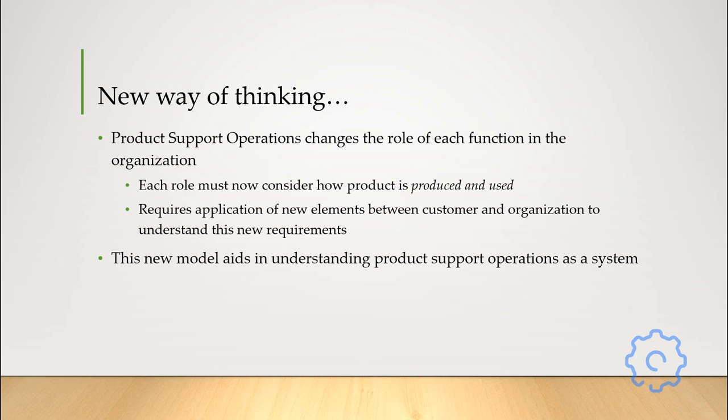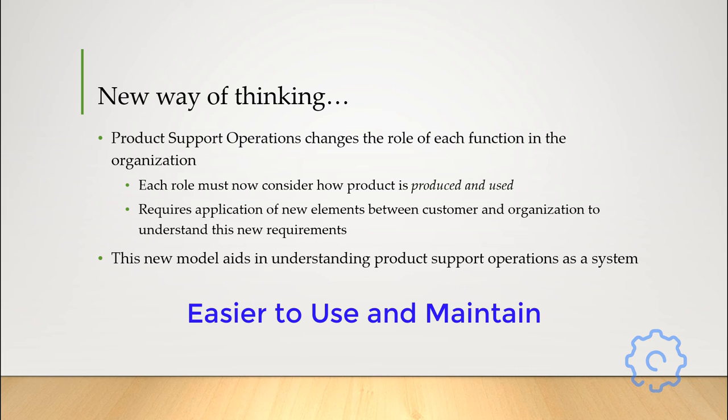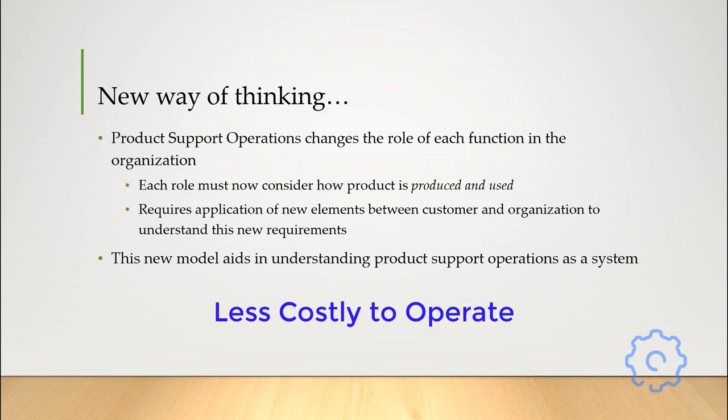In closing, the addition of product support operations changes the role of each function within an organization. Each role must now consider how the product is manufactured and used. This new focus requires the application of new elements between the customer and organization to understand this new requirement. The payoff of this new focus is a product that is less expensive to build, easier for the customer to use and maintain, less costly to operate, and a product that lasts longer than before.